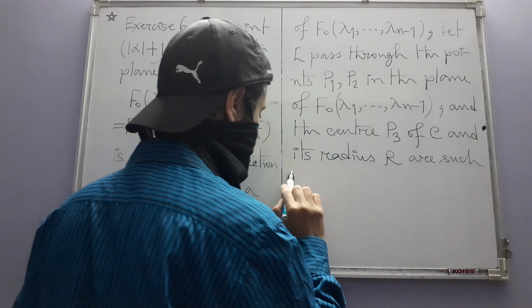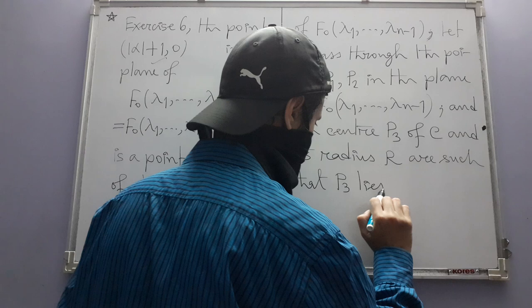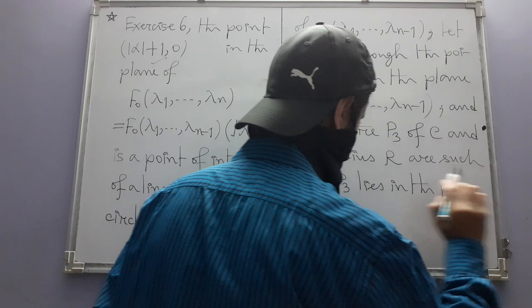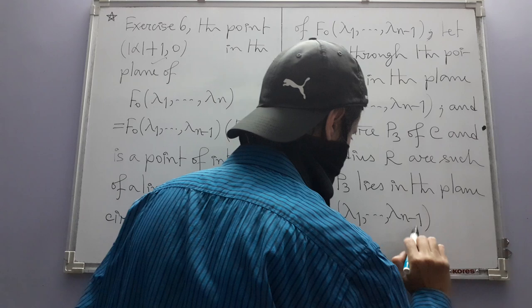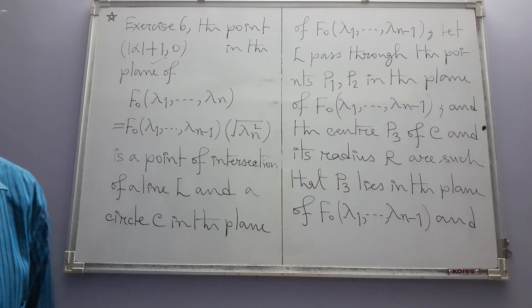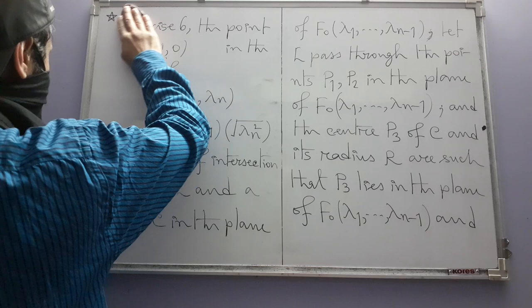P3 lies in the plane of this extension. And R belongs to this extension. R is an element of this extension. A positive element, of course, because it's a radius.